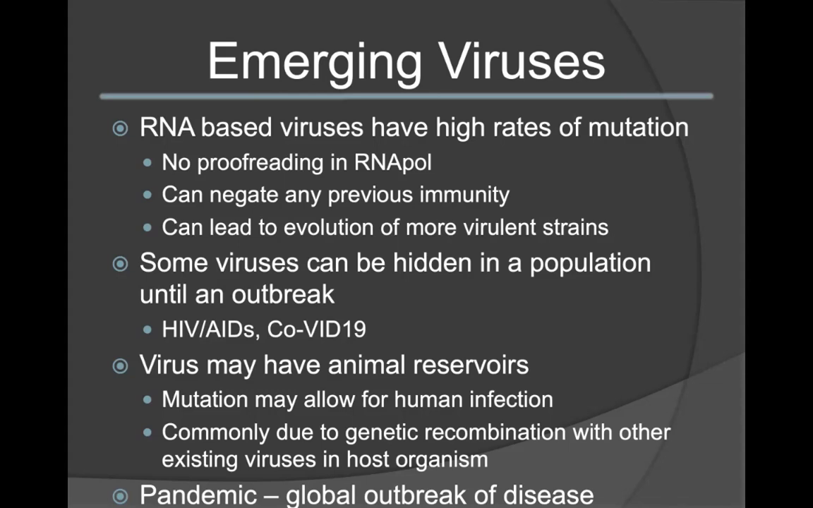Many times there can be a mutation that would then allow for human infection. At this point, the virus would be transmitted from animals to humans. Most of these mutations can be due to genetic recombination with other existing viruses that already exist within the host organism. That additional virus may have the ability to become infective for humans. Through genetic recombination, that advantage of being able to infect humans would then be passed on to the virus that previously did not have that ability. At this point, this could lead to a disease outbreak.